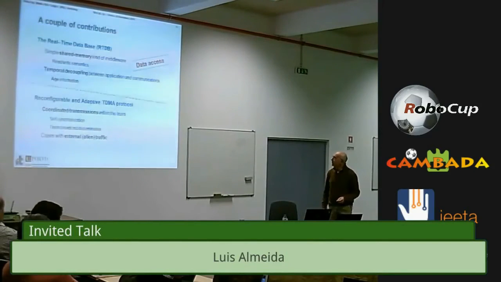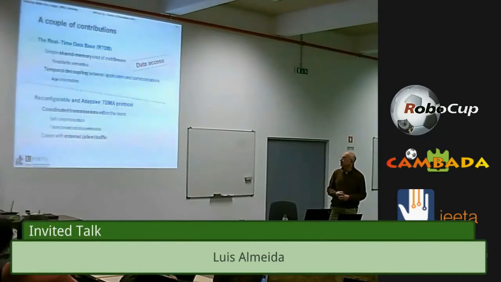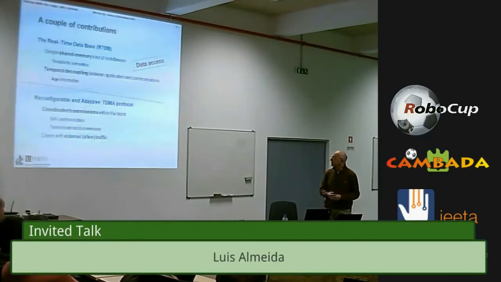Then we have the reconfigurable and adaptive TDMA protocol, a way of organizing the communications in a shared medium. So this is the way that we coordinate transmissions in a team. It's a protocol that is self-synchronized, which means that it does not require clock synchronization. It just synchronizes on the transmissions and receptions. Team broadcast dissemination, so all the data is broadcast among the team, or multicast in this case.